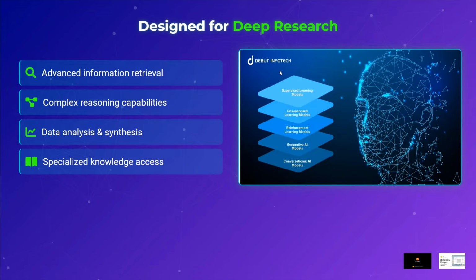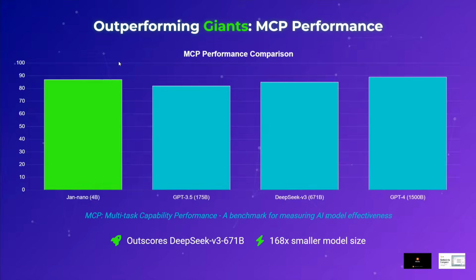It is designed for deep research, advanced information retrieval, complex reasoning capabilities, data analysis and synthesis, specialized knowledge access. So this is especially for deep research, and if you are using it for basic tasks, it won't be giving you the best answers, but for any sort of detailed research, it's the best model right now. And I guess the only model specific for deep research. Outperforming giants, this is the most important part.